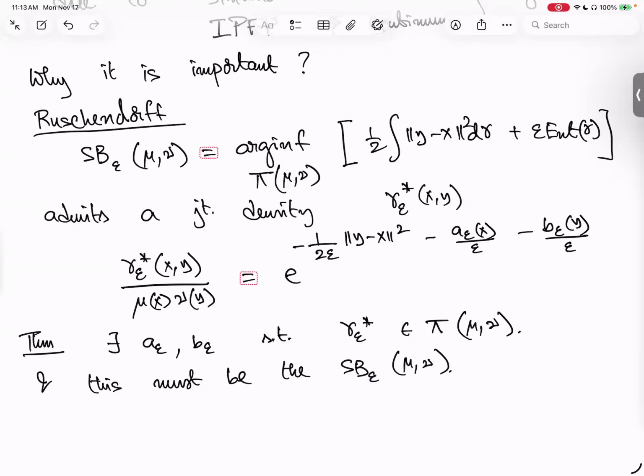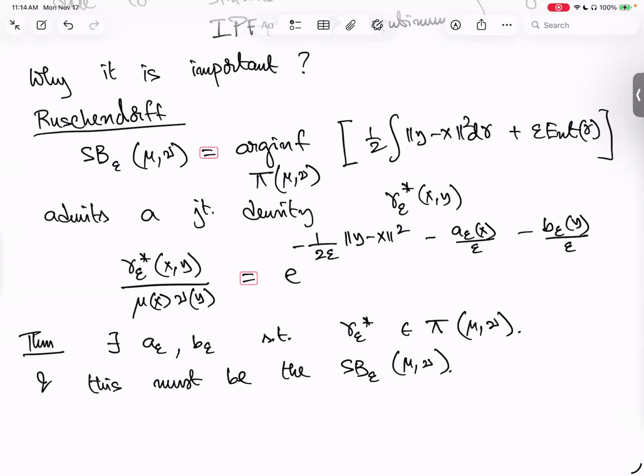Okay. So again, what is the theorem saying? The theorem is saying that given these two marginals mu and nu, there will exist some a epsilon and b epsilon, two functions, such that a density of this form, e to the power minus 1 over 2 epsilon norm of y minus x squared minus a epsilon over epsilon minus b epsilon over epsilon, will satisfy the marginal constraints mu and nu. When it does, this is automatically the Schrodinger bridge, which means that this is the argmin of this optimization problem. And moreover, there will exist something. So there's a unique one because it's a unique minimizer.